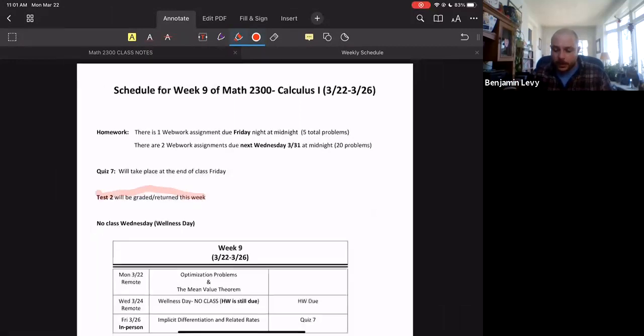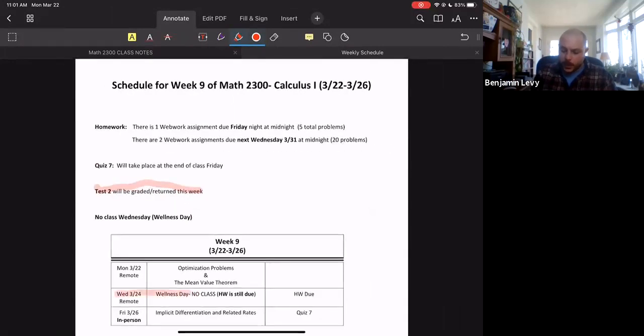Keep in mind that we don't have class on Wednesday. Wednesday is one of these wellness days that they're just thrown in there for all of our sanity. I know it says homework still due there, but since we're in the middle of what's going on right now, our homework this week is going to be due on Friday. And it's just one, quote unquote, just one assignment, but they're hard problems.